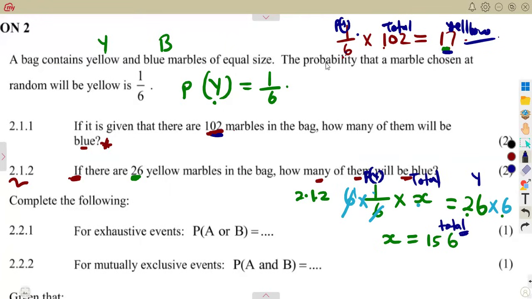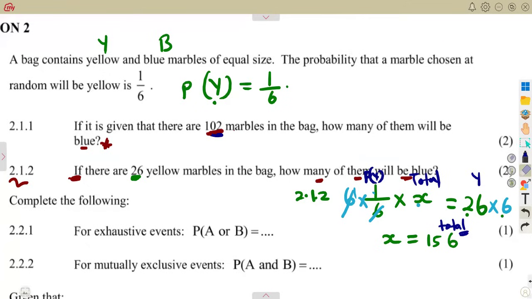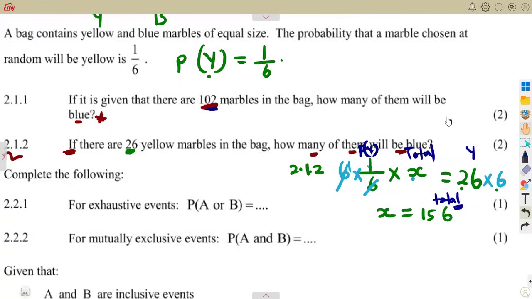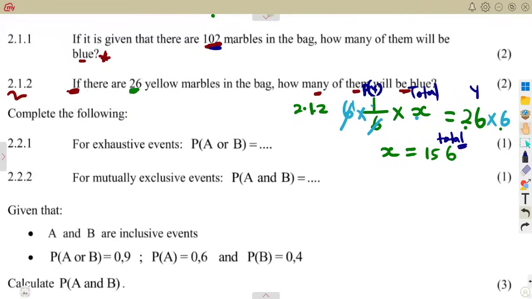This time, it's no longer 102. This was on another condition. But the concept is still the same that we are using. So in this case, for these 26 yellow marbles in the bag, there's a total of 156. Therefore, how many will be blue? Our question was asking us how many will be blue. We need the blue ones.